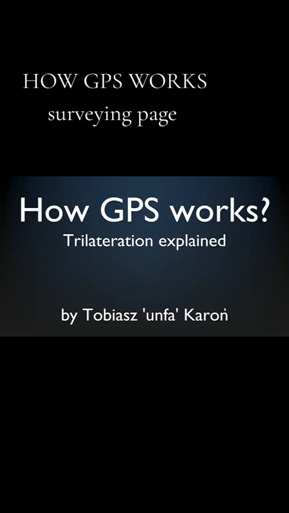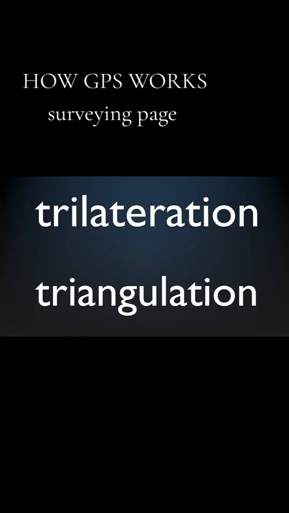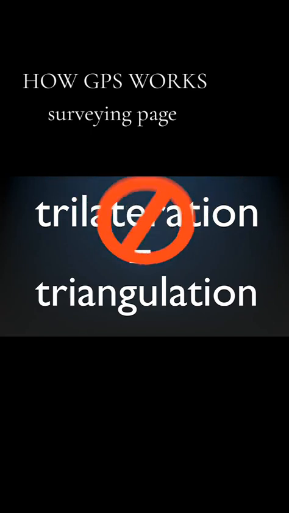How GPS works. Trilateration explained. Have you ever wondered how the Global Positioning System works? I guess you did if you're watching this video. GPS uses a method called trilateration. It seems to be widely confused with triangulation, but triangulation requires measuring angles, while trilateration is based upon measuring distances.